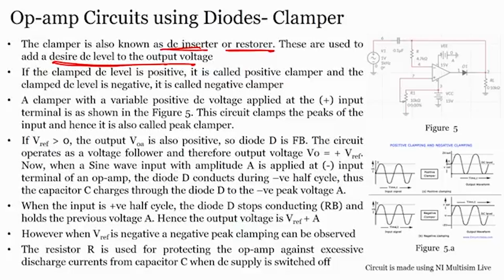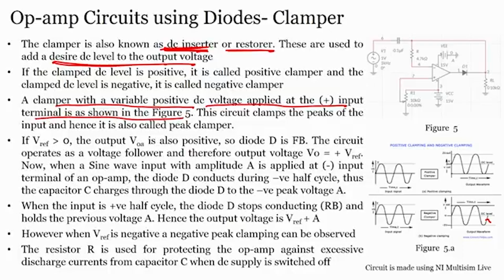So, first, it will add a desired DC level to the output voltage. Whatever the output voltage is, if you want to add a DC level to it, it can add it and give us a new output voltage with the desired DC level added. That is why it is called a DC inserter. If the DC level is positive, it is called a positive clamper, and if the clamped DC level is negative, a negative clamper.